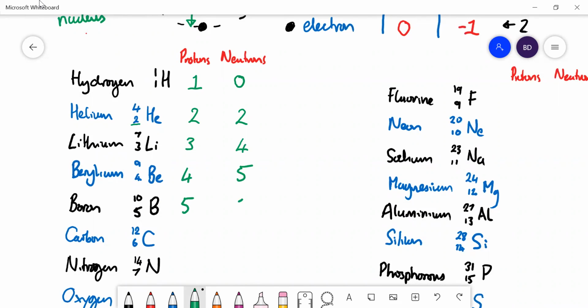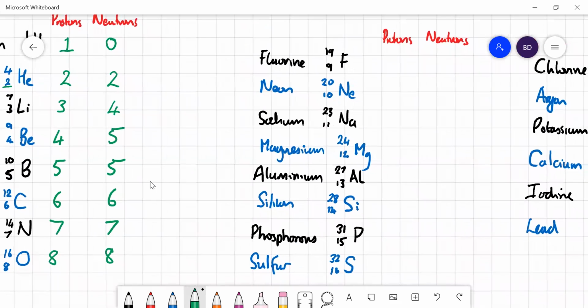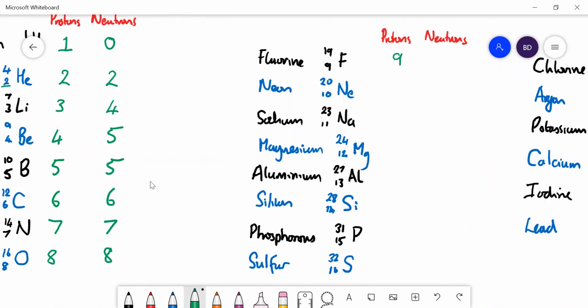Boron, that's going to be 5 and 5. Carbon 6 and 6. Nitrogen 7 and 7. So you can see so far the number of neutrons is roughly equal to the number of protons. We've got 8 for oxygen. Go to fluorine. We've now got 9 protons and 10 neutrons. Neon, 10 protons and 10 neutrons. 11 and 12 for sodium. 12 and 12, 13 and 14, 14 and 14. Then we've got 15 and 16, 16 and 16.